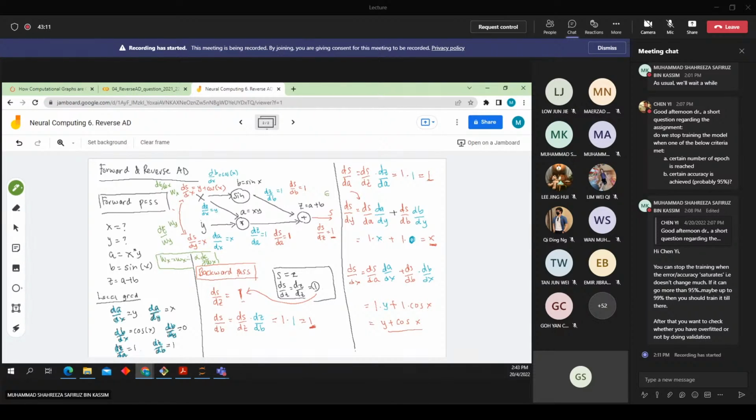Doctor, I have one question. For the dS/dy equals to the dS/dA over the dA/dy, why do we plus it with the dS/dB? Because, just a moment, because the chain rule applied to multivariables. Yeah, just bring this up again.